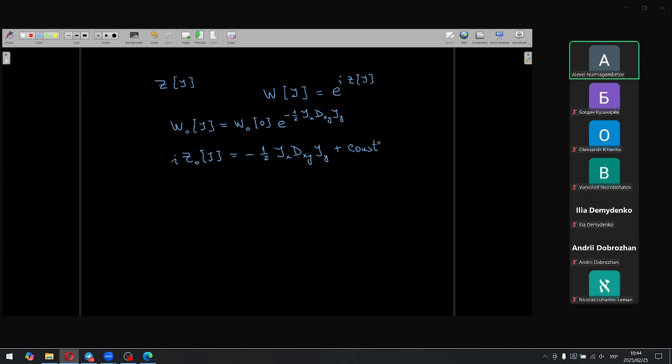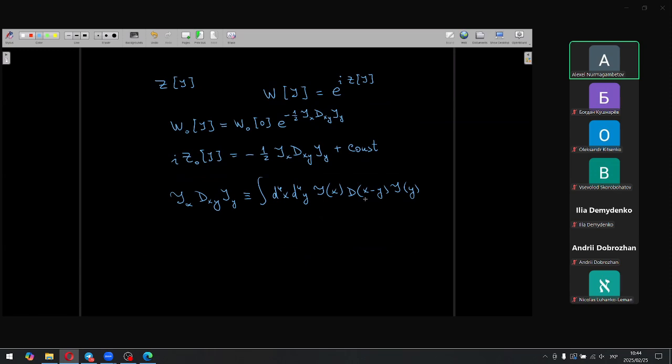And again, I will recall that in our notation, this Jx Dxy Jy is nothing but the integral over x and y of the combination, which includes external sources at points x and y, and the propagator, Feynman propagator in this case, between these points x and y.